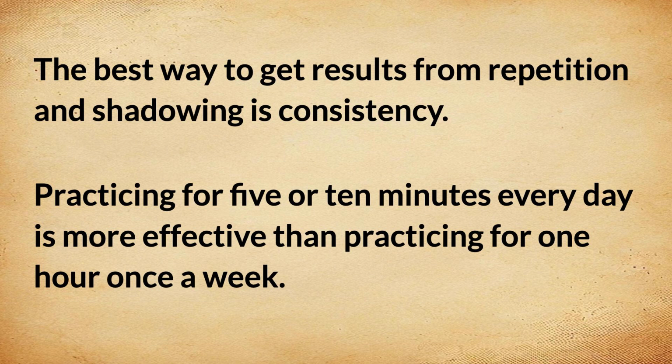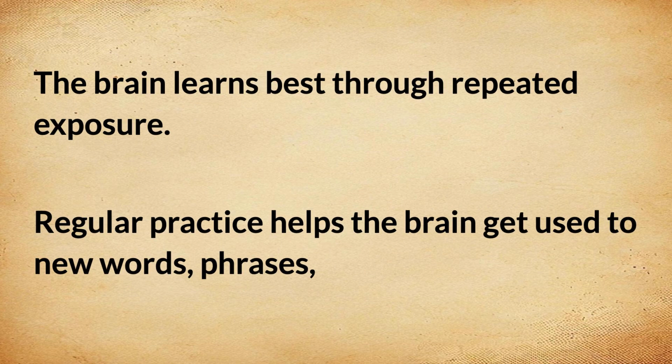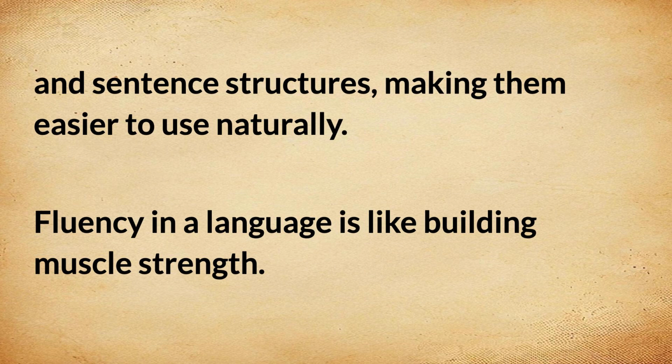The best way to get results from repetition and shadowing is consistency. Practicing for 5 or 10 minutes every day is more effective than practicing for 1 hour once a week. The brain learns best through repeated exposure. Regular practice helps the brain get used to new words, phrases, and sentence structures, making them easier to use naturally.